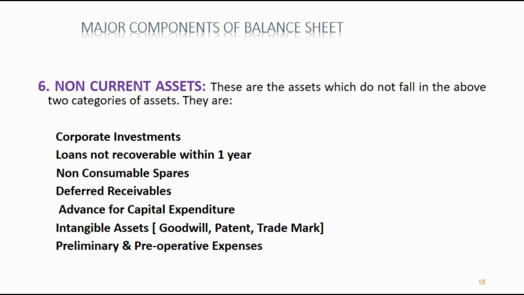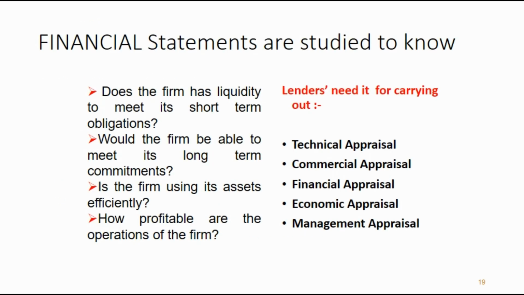Non-current assets are the assets which do not fall in the above two categories of assets. These are corporate investments, loans not recoverable within 1 year, non-consumable spares, deferred receivables, advances for capital expenditure, intangible assets, goodwill, patents, trademarks, preliminary and pre-operative expenses.